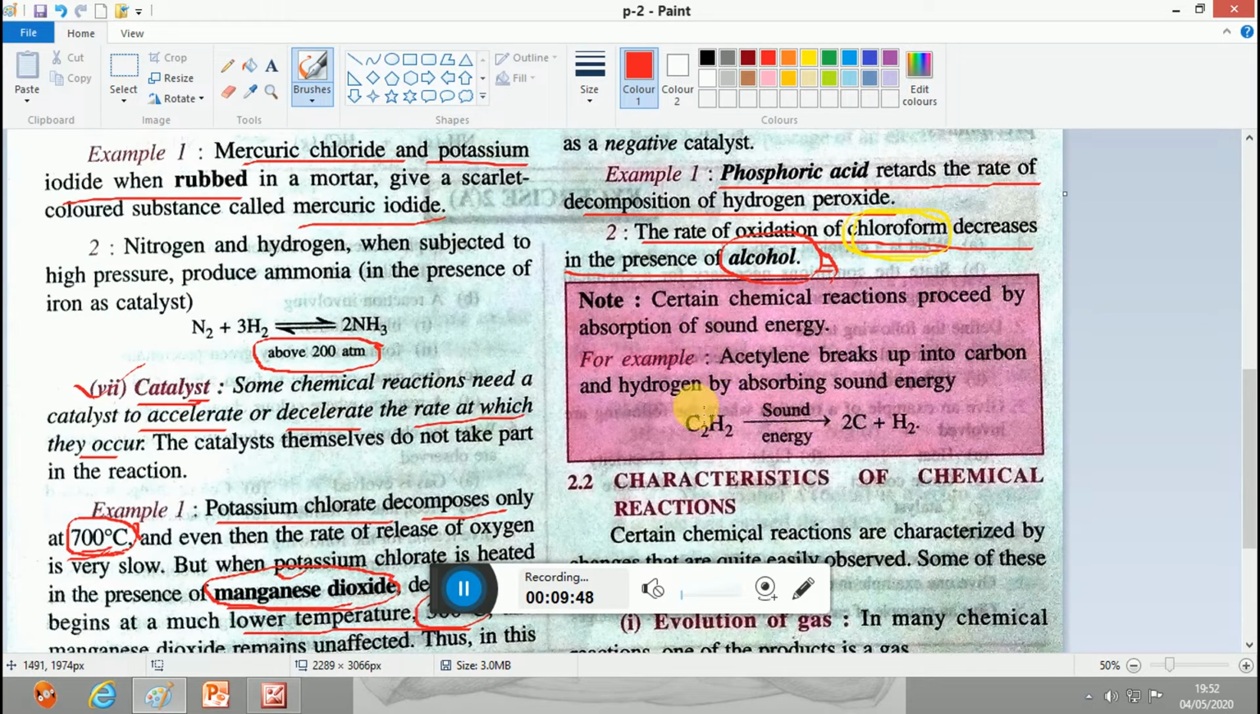Then an interesting observation is that sometimes sound energy is required for a successful chemical reaction. Certain chemical reactions proceed by absorption of sound energy. For example, acetylene breaks up into carbon and hydrogen by absorbing sound energy. C2H2 is the formula of acetylene. On absorbing sound energy, it will produce carbon, and hydrogen gas is evolved.